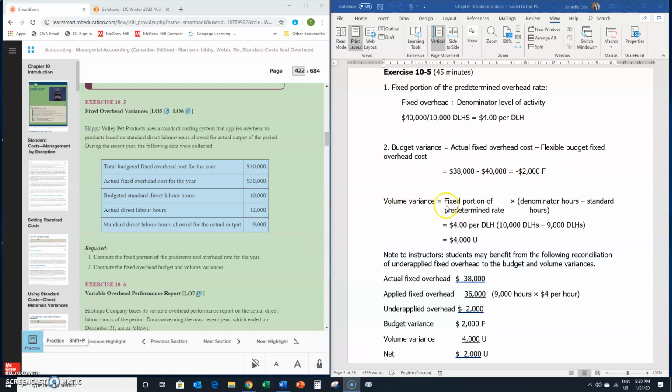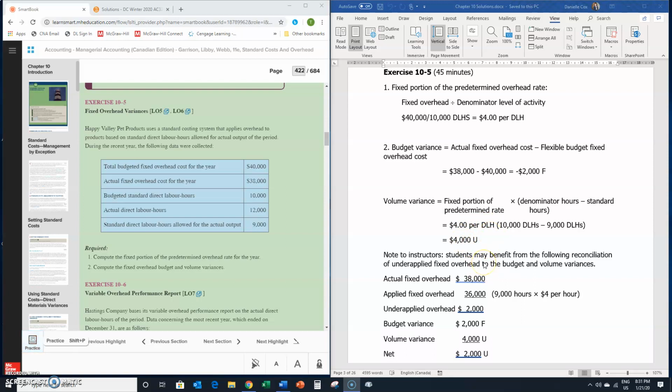Our volume variance is the fixed portion of the predetermined rate, so that's what we calculated up here in part 1 at $4 per direct labor hour, multiplied by your denominator hours minus your standard hours. Our denominator hours was the budgeted amount here of 10,000 less your standard hours, and that's given to us directly. The standard hours allowed for the actual amount of output is 9,000. So if you work out the math there, you get positive $4,000. It's a positive number, therefore it's unfavorable.